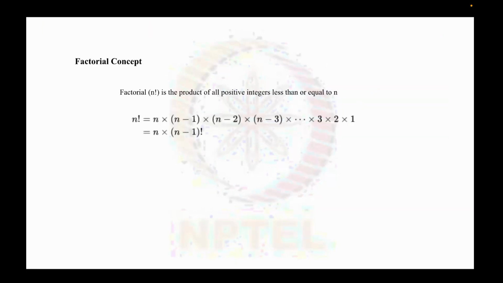Before moving on to calculating the number of possible trees with given nodes, let's understand the factorial concept. Factorial, given as n followed by an exclamation mark, is the product of all positive integers less than or equal to n. So n factorial means the product of all integers from 1 to n. Kindly solve this: what is the value of 2 factorial, 3 factorial, 4 factorial and 5 factorial?